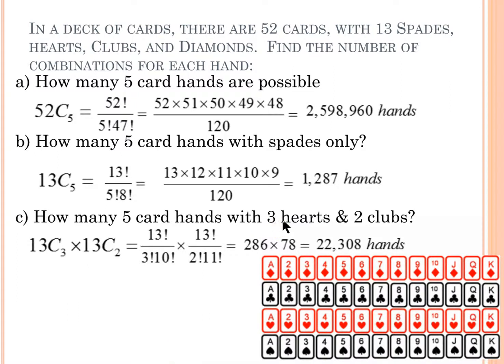So once again, the 3 hearts, there's my 3, my 2 clubs, there are my 2 clubs, and the 13 and the 13 there, they just represent the different cards in each suit. Like this will be 13 cards over here: ace, 2, 3, 4, 5, 6, 7, 8, 9, 10, jack, queen, king. Those are 13 cards in the hearts. All right, let's move on.